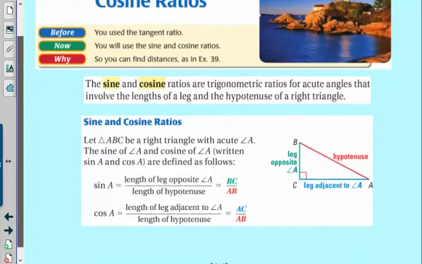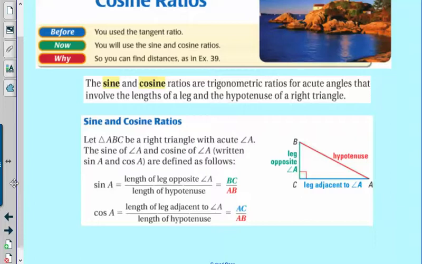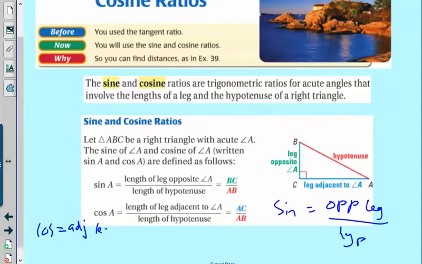So the sine of an angle is the opposite leg over the hypotenuse. And then the cosine is the adjacent leg over the hypotenuse. When I say adjacent, if we're referring to this angle A here, adjacent would be the one right next to it, or making up angle A. The hypotenuse is always the hypotenuse. That one should be straightforward. But you have to know the difference between adjacent and opposite, because it is important for this.